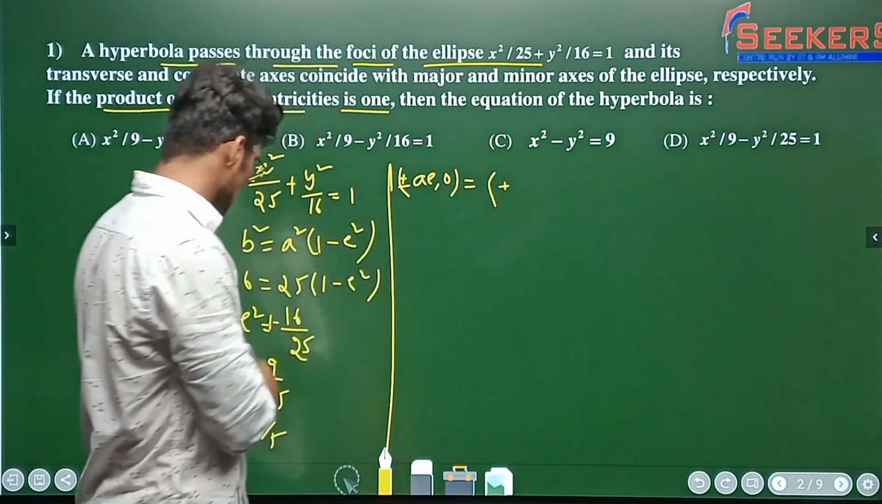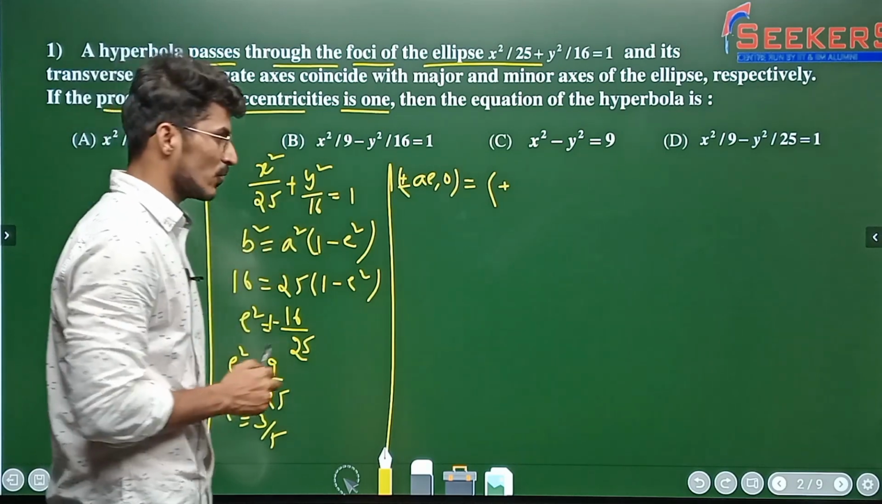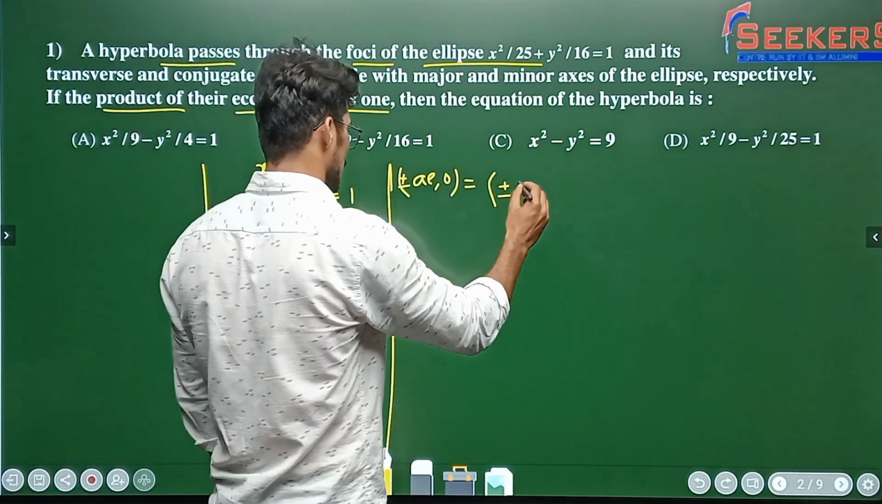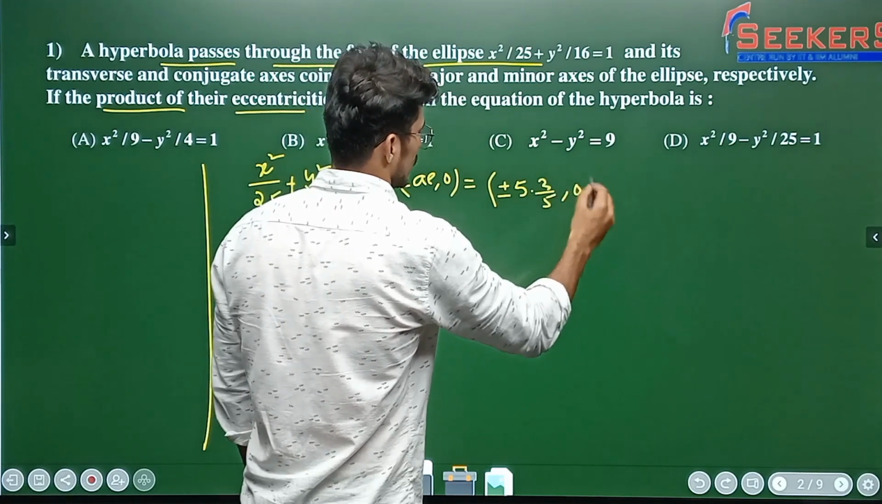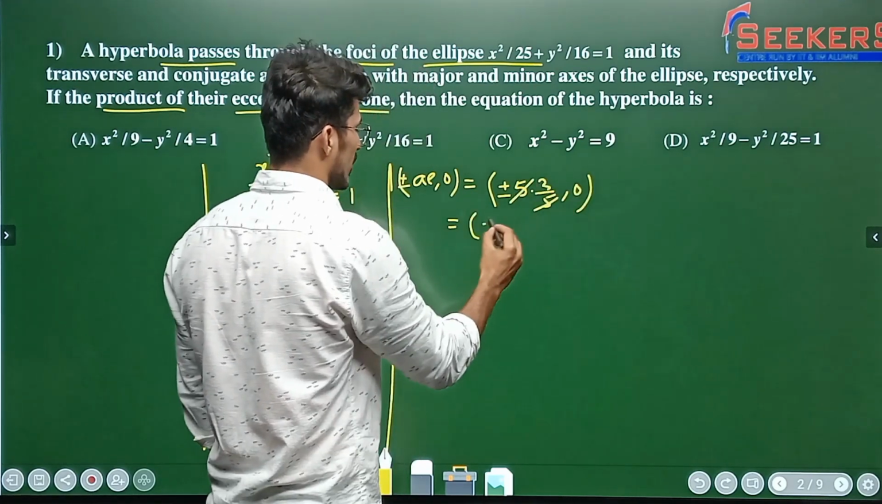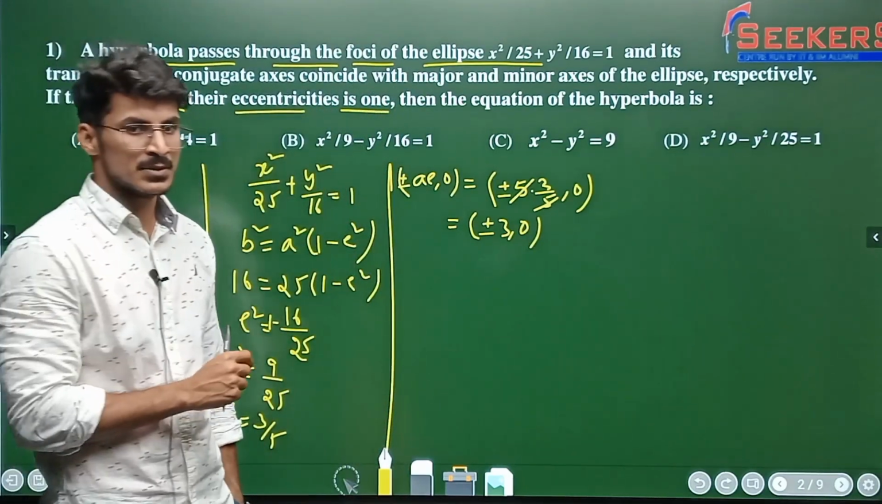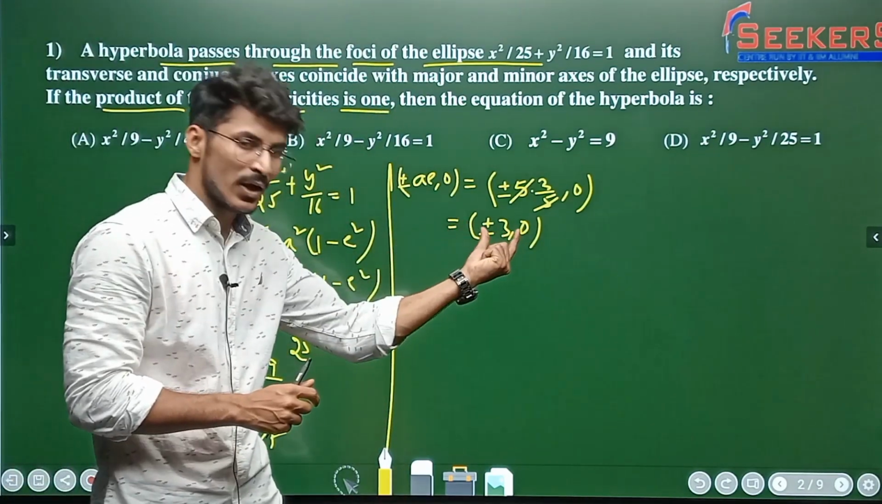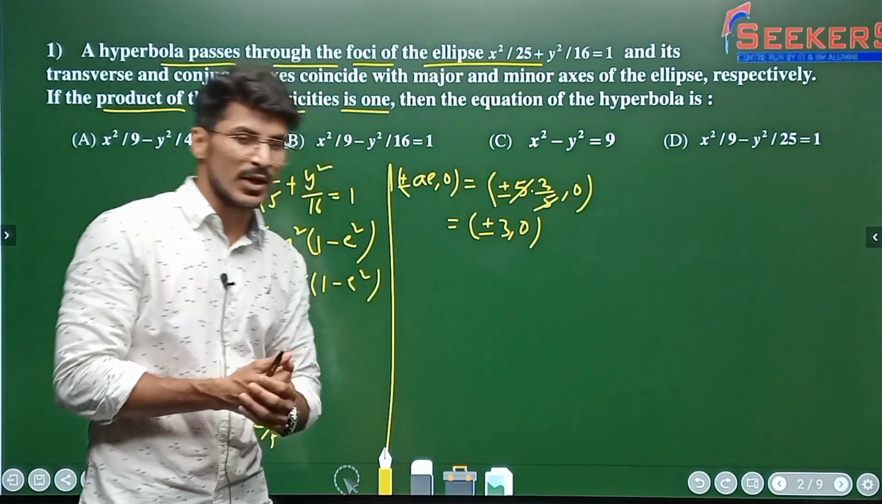I know the e value, and the a value here is 5, the b value is 4, right? So a into e is 5 into 3 by 5, comma 0. So now the foci of the ellipse I got here are plus or minus 3 comma 0. This is the foci of the ellipse, right? So now the hyperbola passes through these foci.